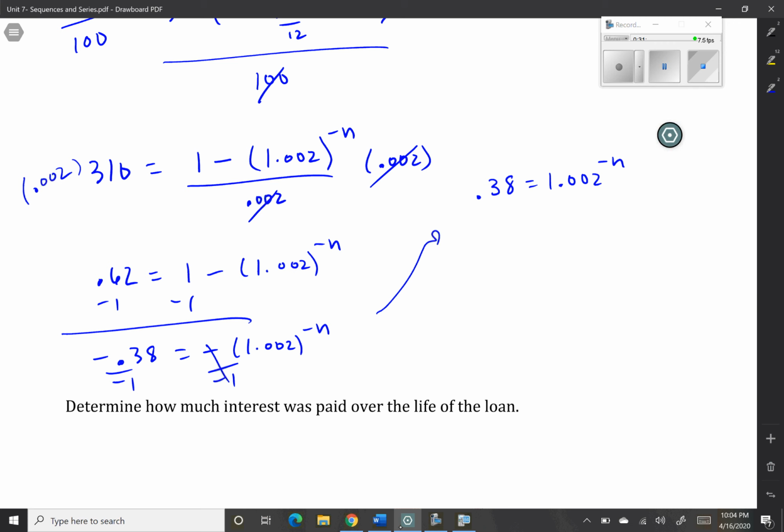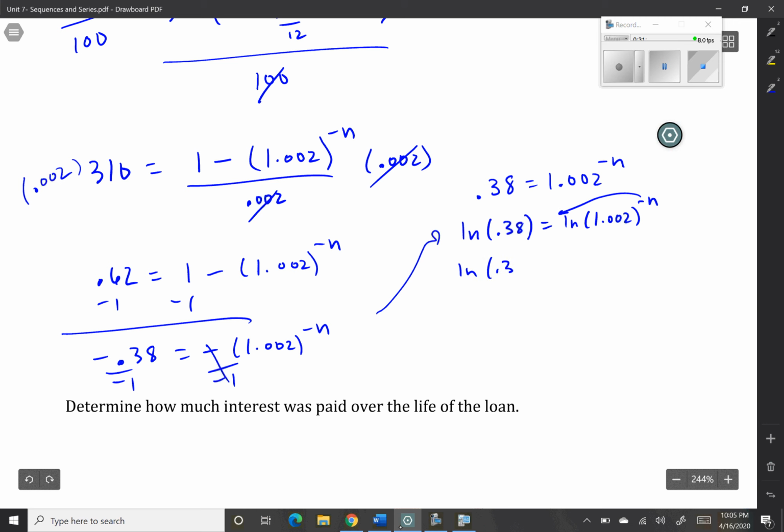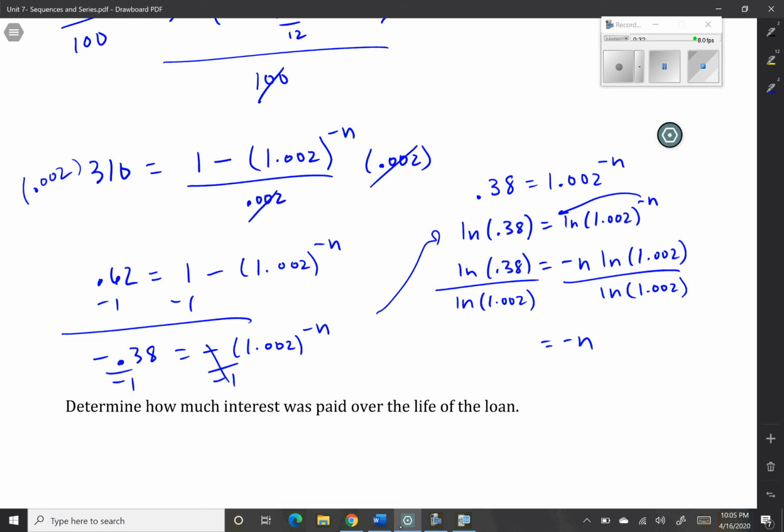I could take the natural log of both sides. I can rewrite this as a logarithm if we wanted to. There are a lot of different ways I can attack this problem. I'm going to rewrite it by taking the natural log of both sides, which is what I've noticed a lot of you have done. Using my logarithm rules, I know I can move that negative n to the front. So I have the natural log of 0.38 is equal to negative n times the natural log of 1.002. Divide both sides by the natural log of 1.002. And I can figure out that value by typing it in my calculator.